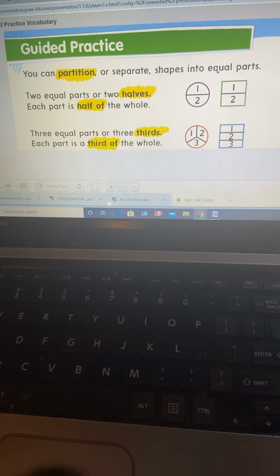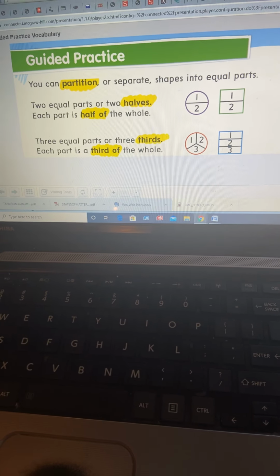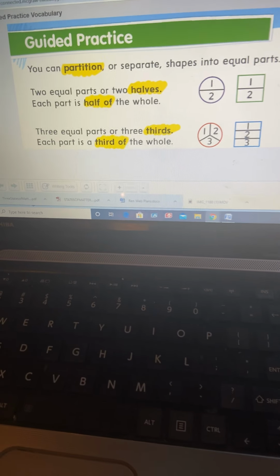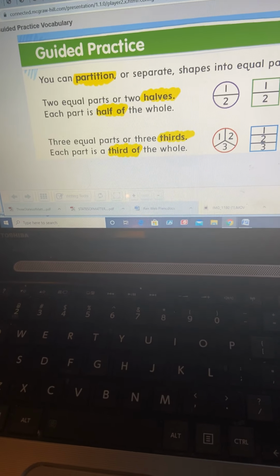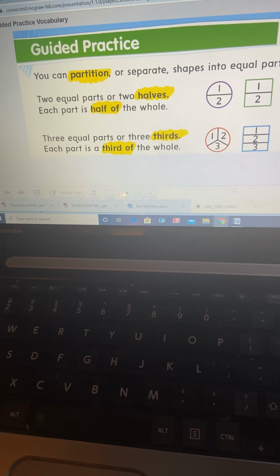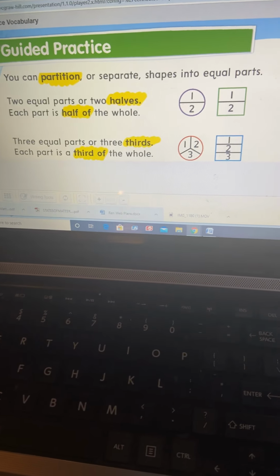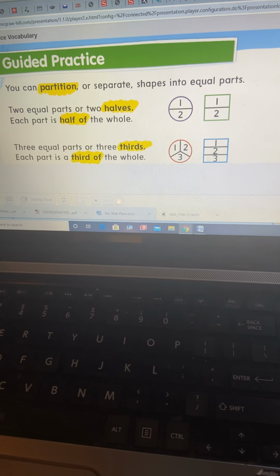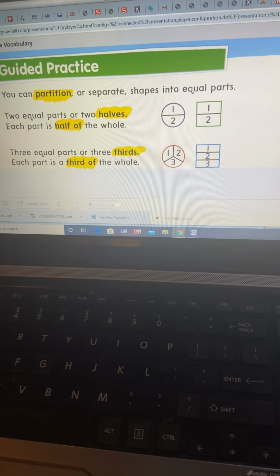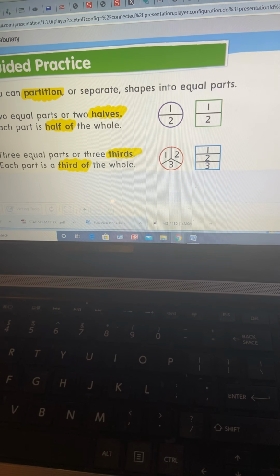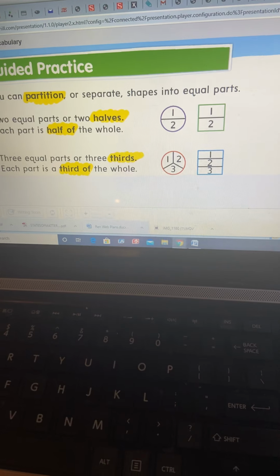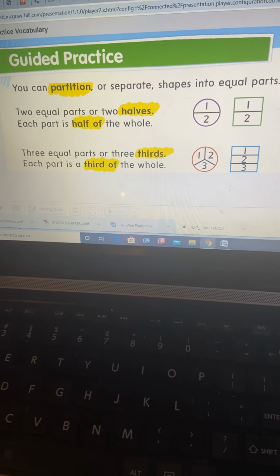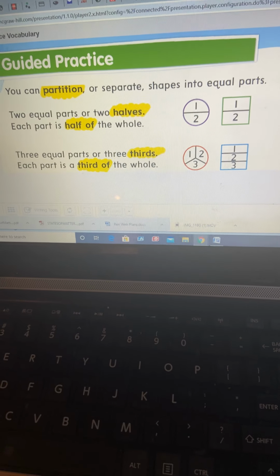So when we look at our plane shapes, we can divide them into equal parts. And the word that we're using here is partition, or separate. So if you have, say, a circle and you draw a line down the middle, you're dividing it in half. There are 2 parts, and that's the number on the bottom. And if you ate one of those parts, you would be eating 1/2. You know that. You say it all the time. We'll just split it in half, right?